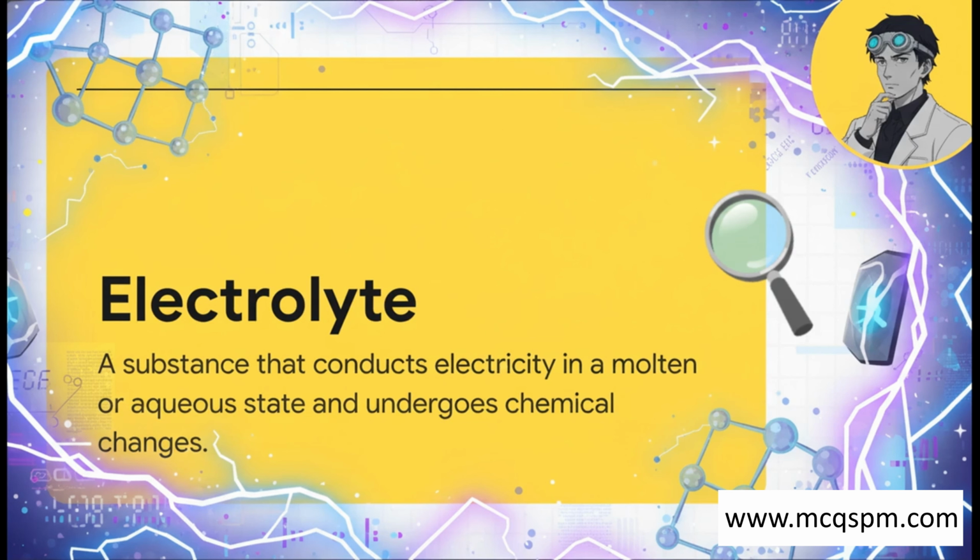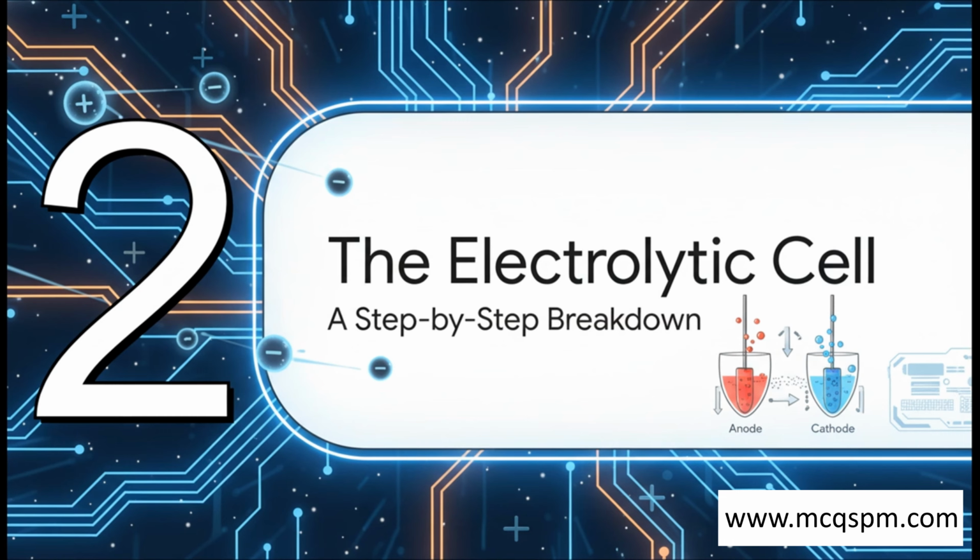So what's the official name for these things? Well, they're called electrolytes. And that name was actually given to them way back in 1834 by the absolute genius Michael Faraday. He's the one who figured out that they don't just conduct electricity, they actually go through chemical changes while they do it. All right, so let's take a closer look. How does our little free-moving ion secret actually play out inside a real electrolytic cell? This is where all the cool chemistry starts to happen.